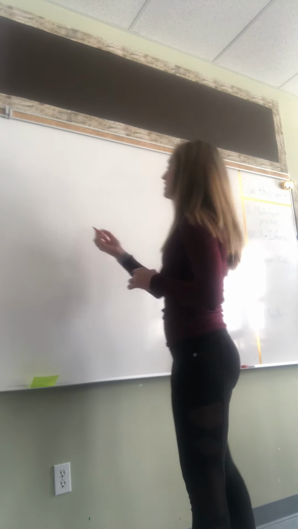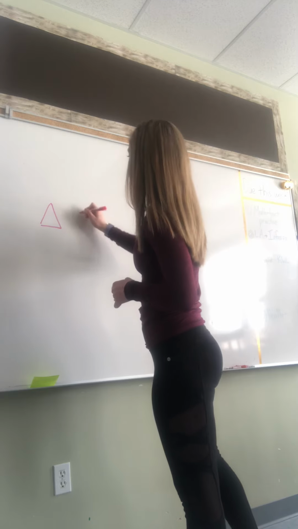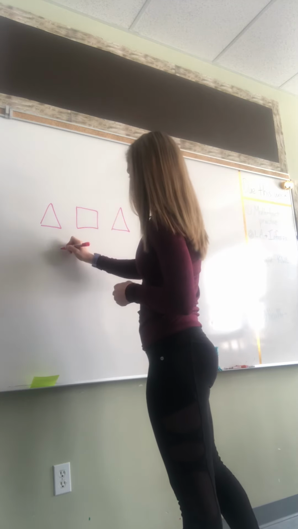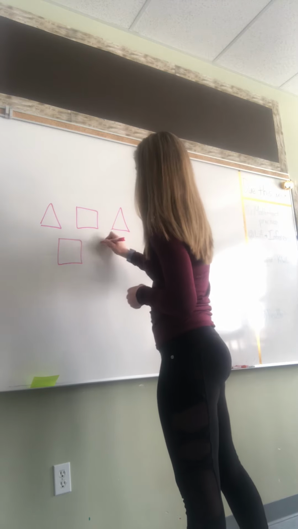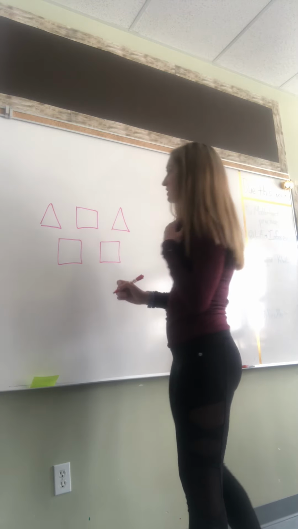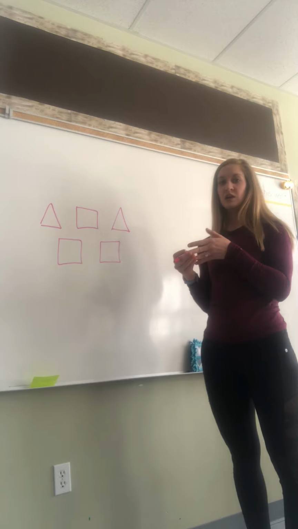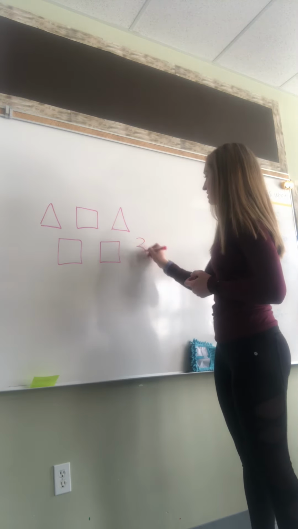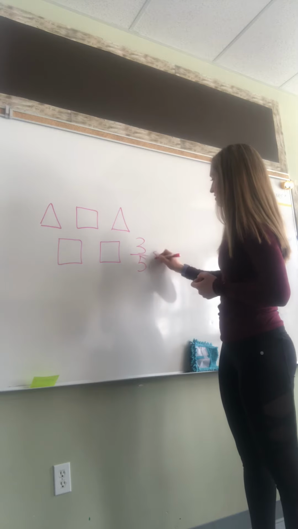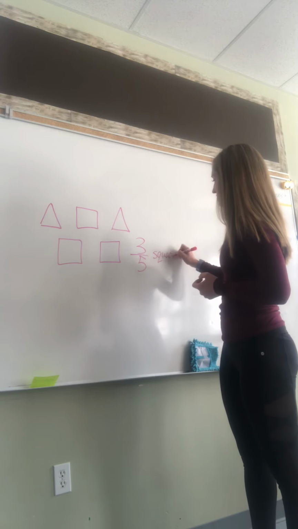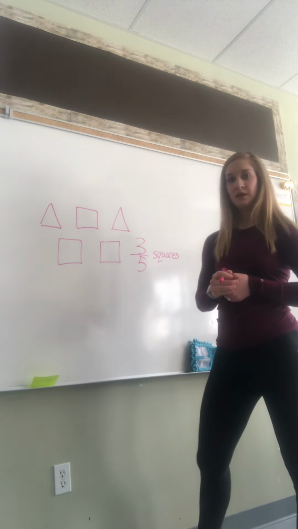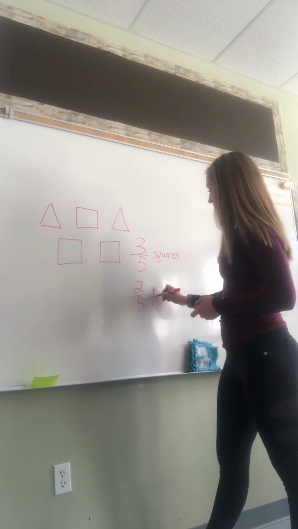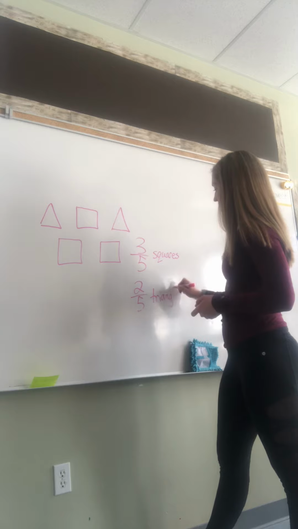Another way we might see fractions is parts of a set. So here I'm drawing a few different shapes. So we can say that 3 out of these 5 shapes are squares. So we will write that as 3/5 are squares, okay? Then we have 2/5 that are triangles.